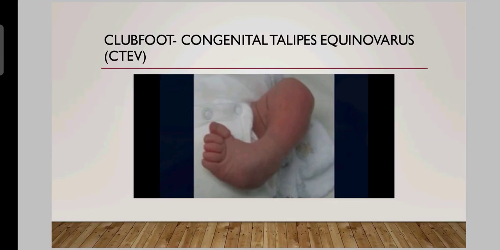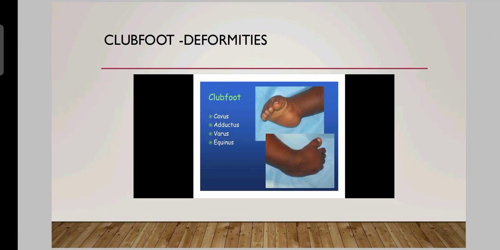Today I will discuss clubfoot and its Ponseti management. Clubfoot is also called congenital talipes equinovarus, that is CTEV. It has main deformities: cavus, adductus, varus, and equinus. Cavus is an exaggerated medial longitudinal arch; adductus is where the forefoot turns inwards towards the medial side; in varus the foot is inverted; and in equinus, the foot goes into plantar flexion.